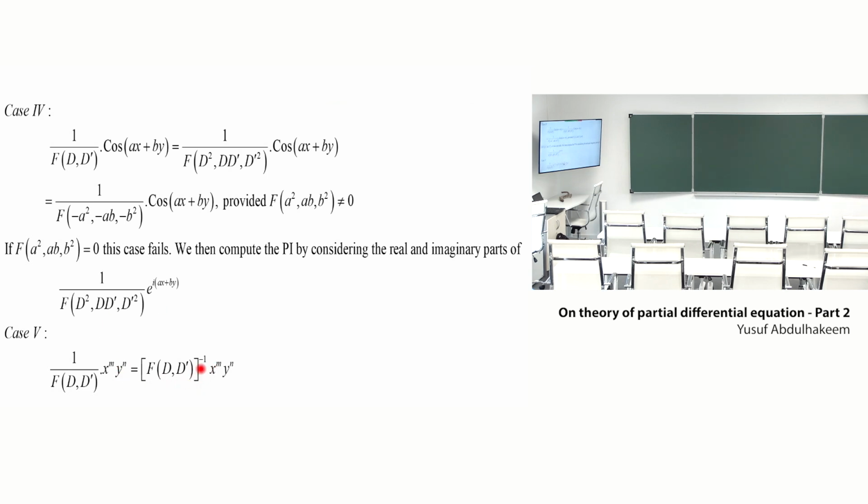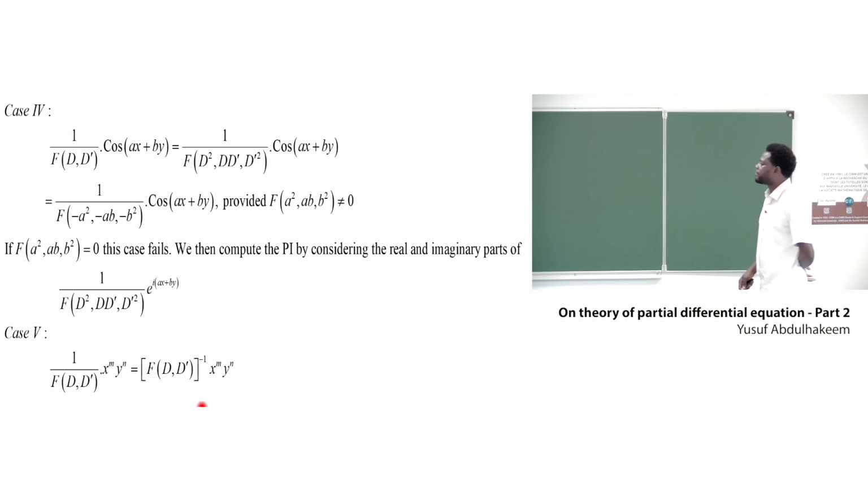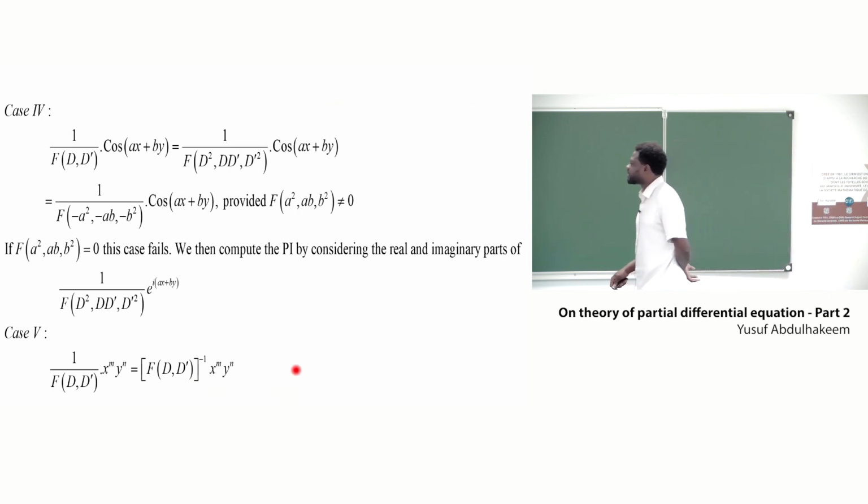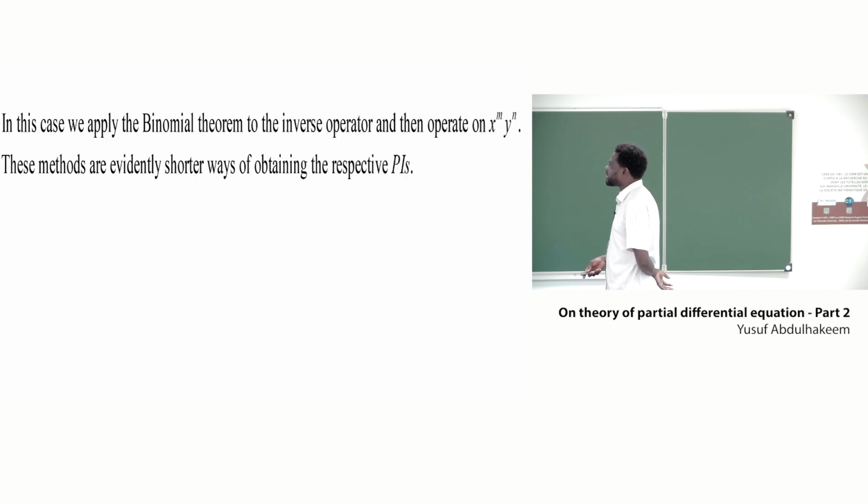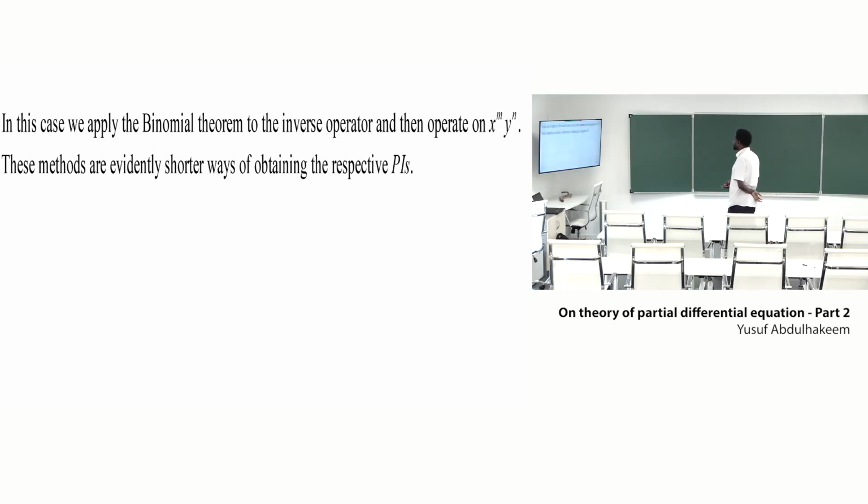So we have f of D, D prime equal to f of D, D prime all inverse, and then we have x to the power of m. In this case we apply the binomial theorem to the inverse operator, then operate on x^m y^m. And these methods are evidently shorter for obtaining the respective PIs.